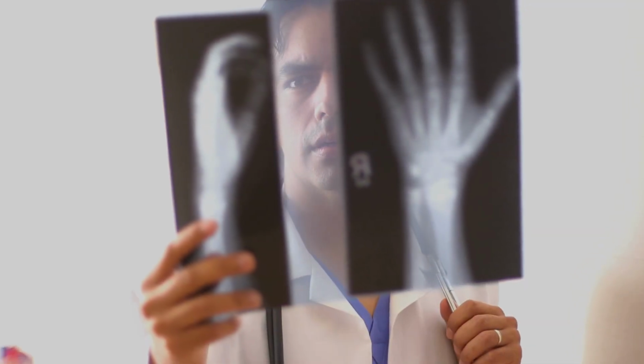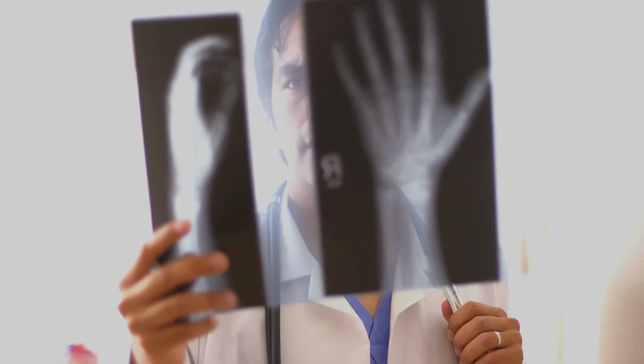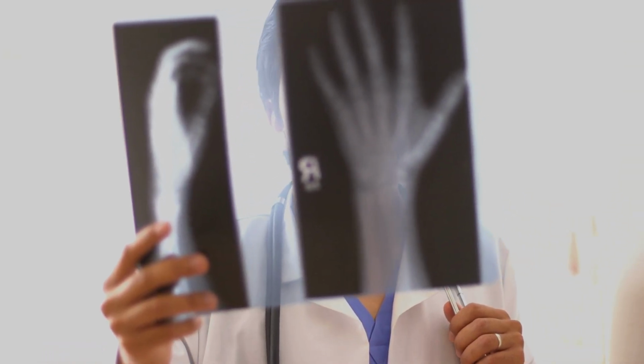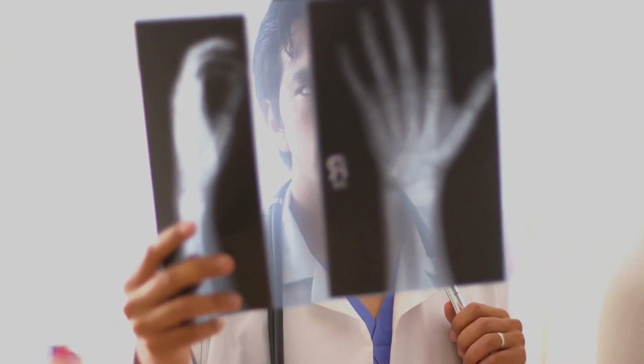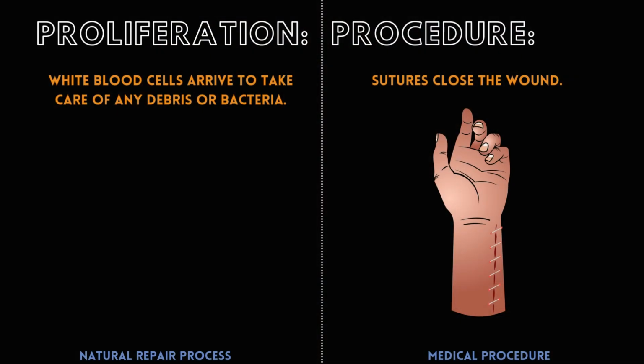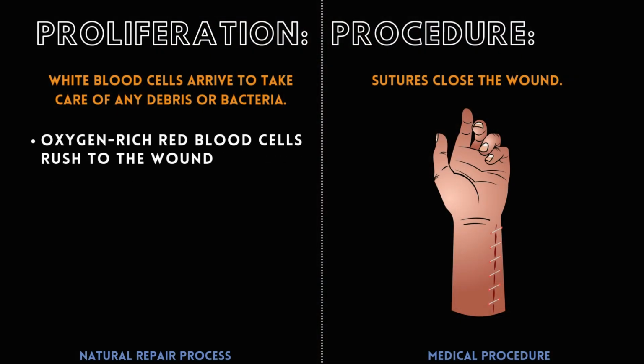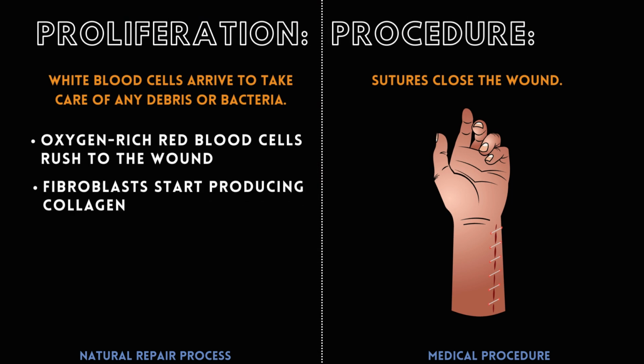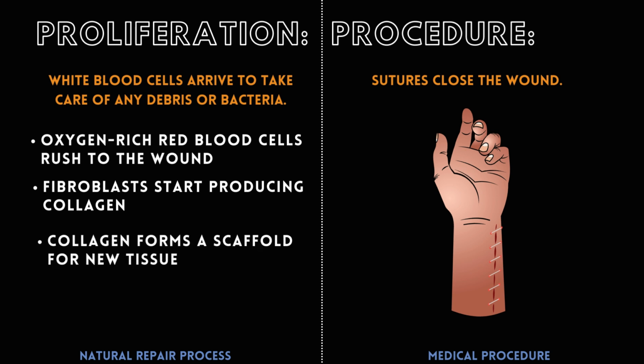Imaging confirms there are no broken bones or urgent underlying damage that needs attention. The wound is then closed with sutures, which aid in the proliferation phase. Blood cells, including the oxygen-rich red blood cells, rush to the wound, and fibroblasts start producing collagen. This collagen forms a scaffold for new tissue which gradually covers the wound.